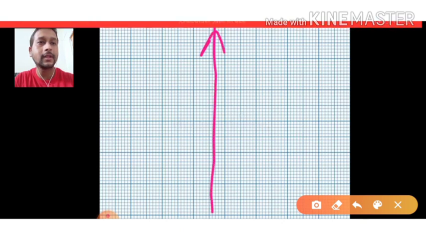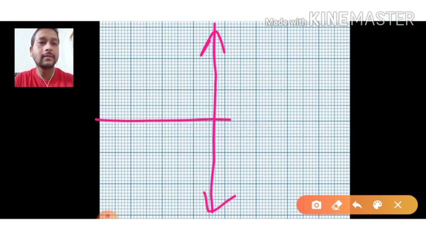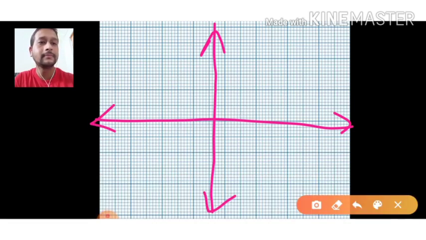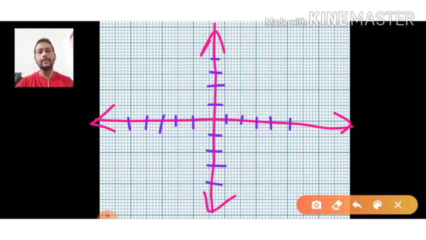At first you have to take the axes, then mark this is 1, this is 2, this is 3, this is 4, this is 5. You can write it. This is minus 1, minus 2, minus 3, minus 4, minus 5. Likewise on the y axis it is +1, +2, +3, +4 like that, and -1, -2, -3, -4 like that. You have to mark it and then plot the points.